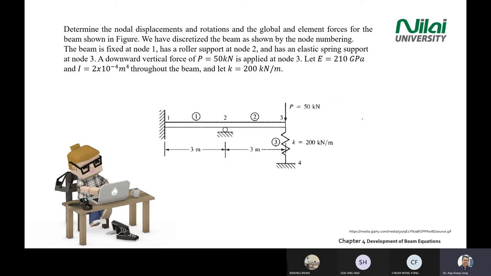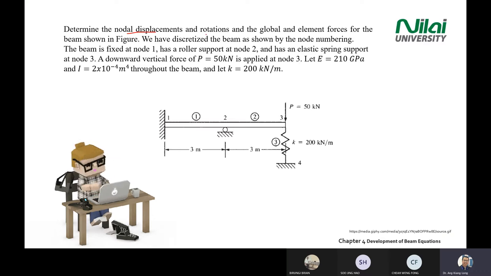All right. Now I still ask the same question. Chia, are you there? Chia, what is the external force you have in the system? How many external force you have? One. So you only have one external force. Okay.